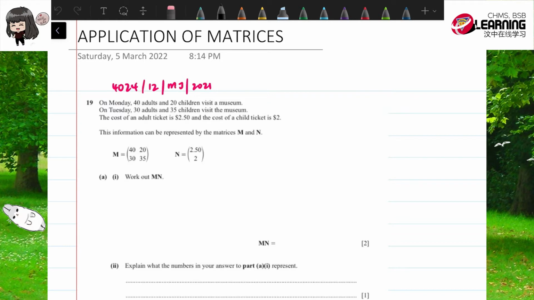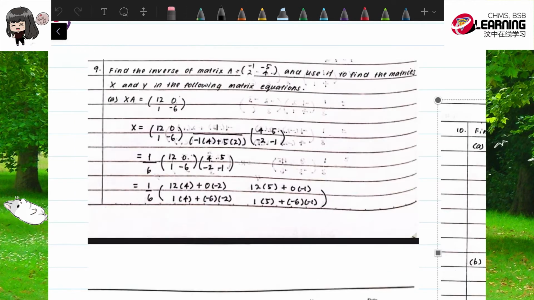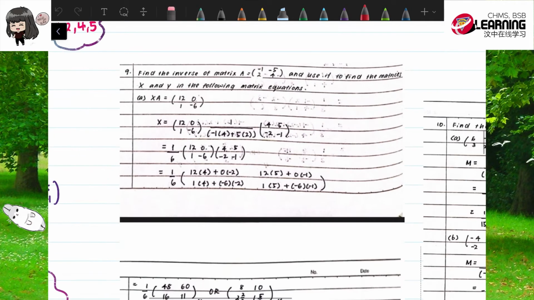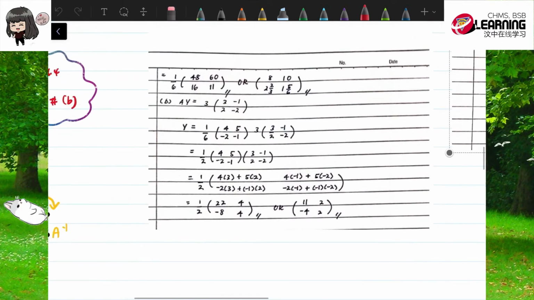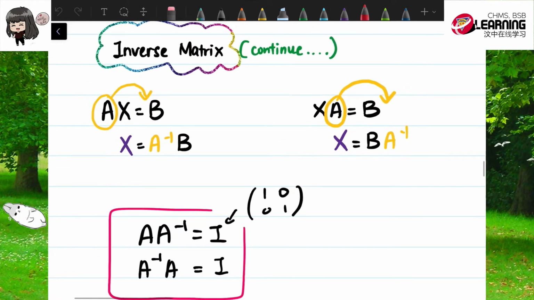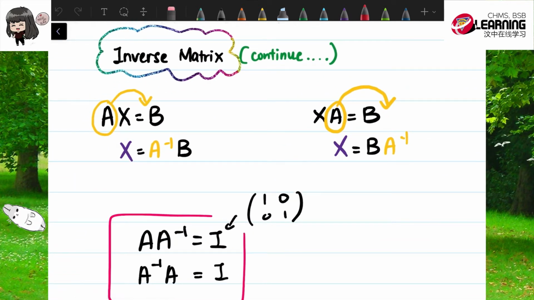Alright, so we have done add, subtract, multiplication of matrices and inverse matrix, and now we move on to application of matrices. But before that, let's check our previous homework first. The previous homework was number 9 and number 10, right? I hope you have done it on your own. Let's review a bit first what we learned in our previous lesson.